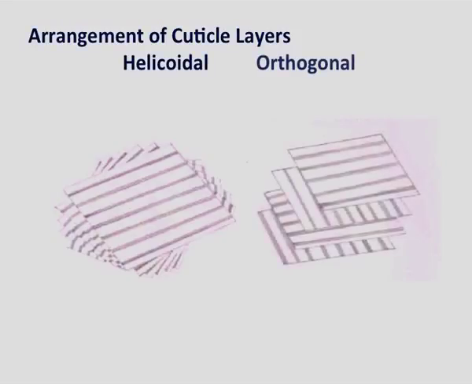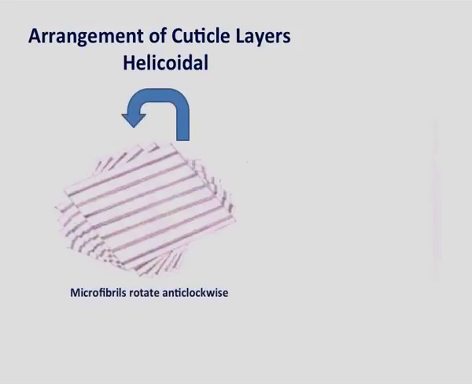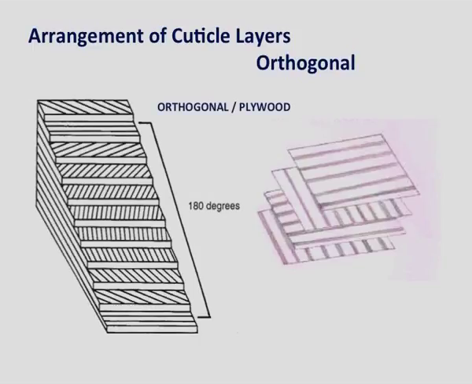The chitin microfibrils are arranged in both helicoidal and orthogonal arrangements. In the helicoidal arrangement, the microfibrils rotate anti-clockwise and are mostly found in the exocuticle. Due to this helicoidal arrangement, a series of thin lamellae is formed. In the orthogonal arrangement, the layers of cuticle are very thin and their orientation differs from one layer to another. This is otherwise known as a plywood-like arrangement. So, this is about chitin.